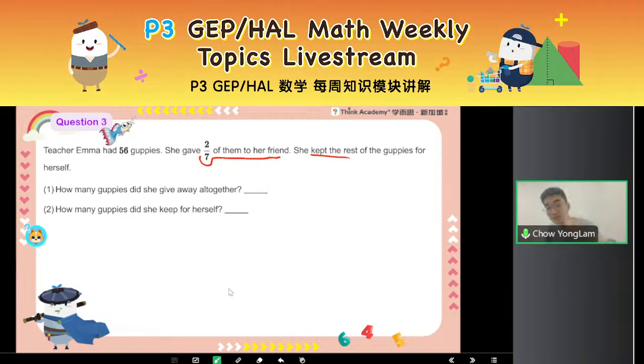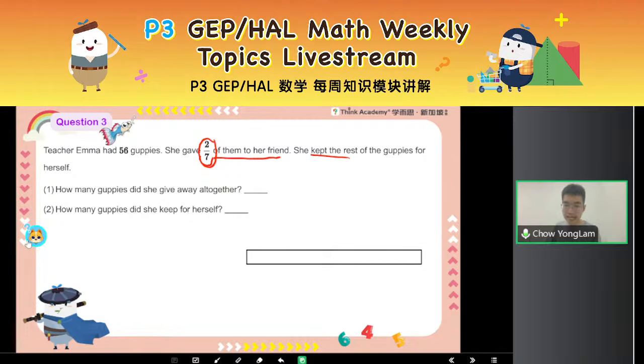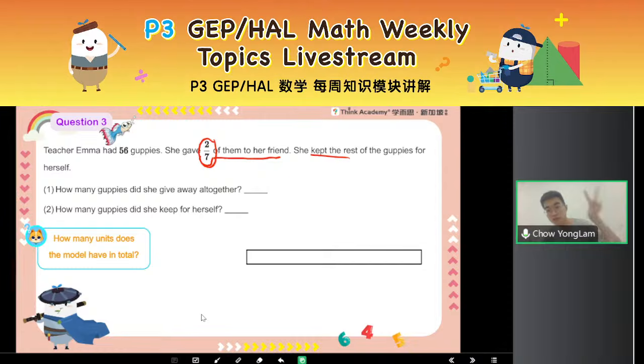Now, this question has one fraction, right? 2/7. So it's relatively simple. In that case, we try to solve it using a bar model, instead of drawing 56 guppy fish. Let's draw a bar model first, everyone can draw together. While we draw the bar model, please ask yourself this question. How many units should you split this model into? 2 out of 7. Should you split it into 2 units or 7 units, right?